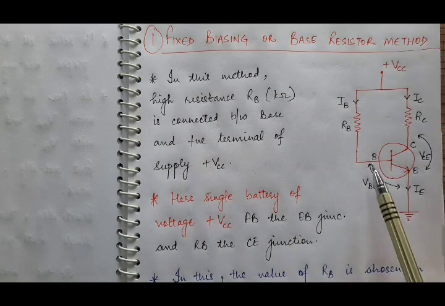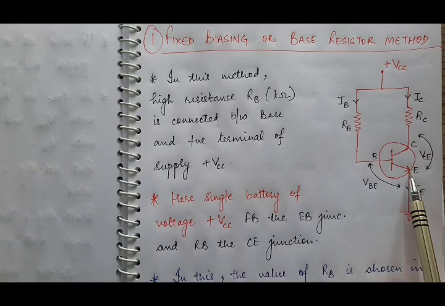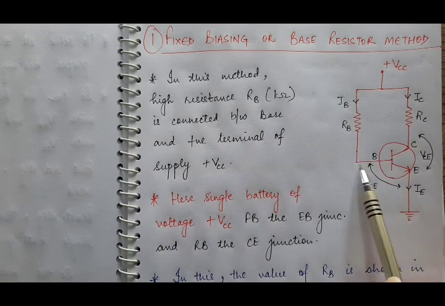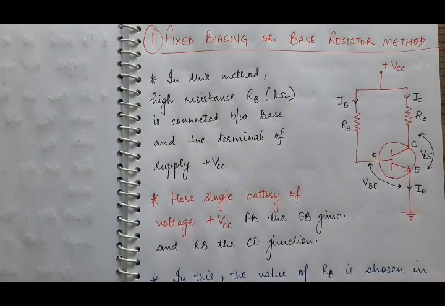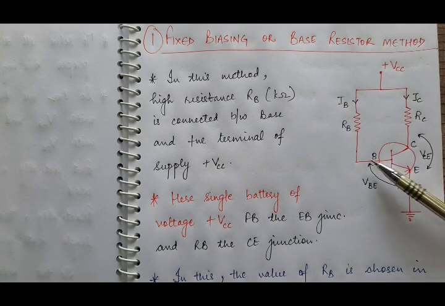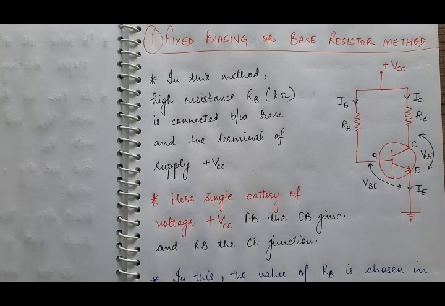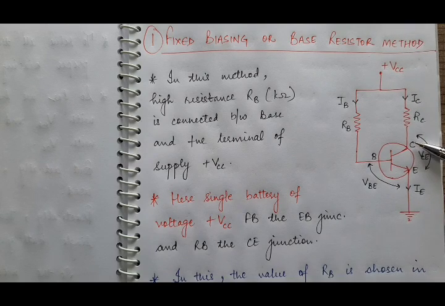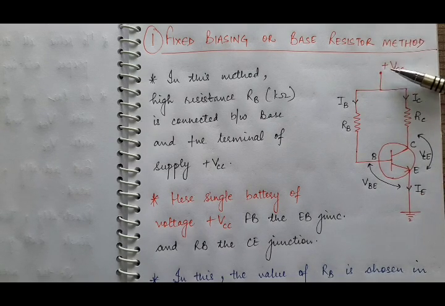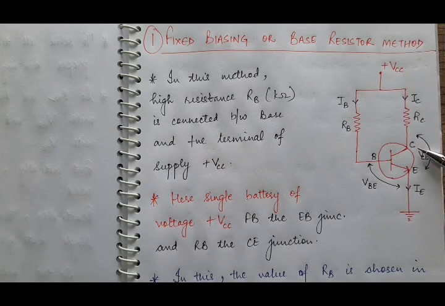As you can see, this emitter is N-type, base is P-type, and it is connected to the positive terminal of the battery VCC. So this VCC is forward biasing this base emitter junction. And then on this side, this collector is of N-type and it is connected to the positive terminal of the battery VCC. It means this VCC is reverse biasing the collector emitter junction.